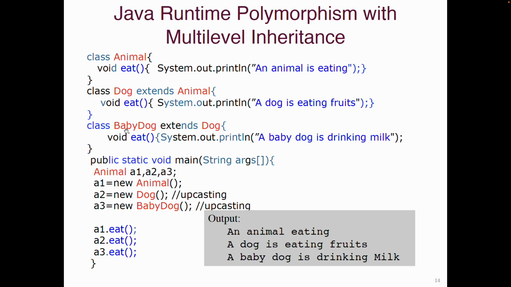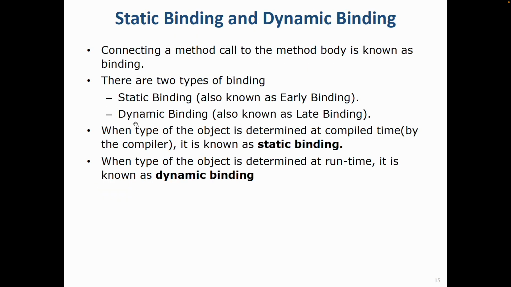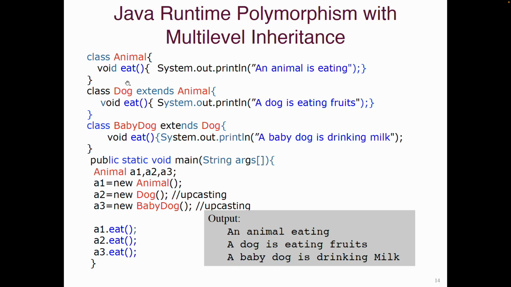Let's say that for the baby dog, I didn't define this eat function, so it's empty. I only defined it for the dog and for the animal. And then when I run this a3.eat, which is the baby dog, what will be the output? Is it an animal is eating, or is it a dog is eating fruits? A dog eating fruit. Okay, so we have different answers.